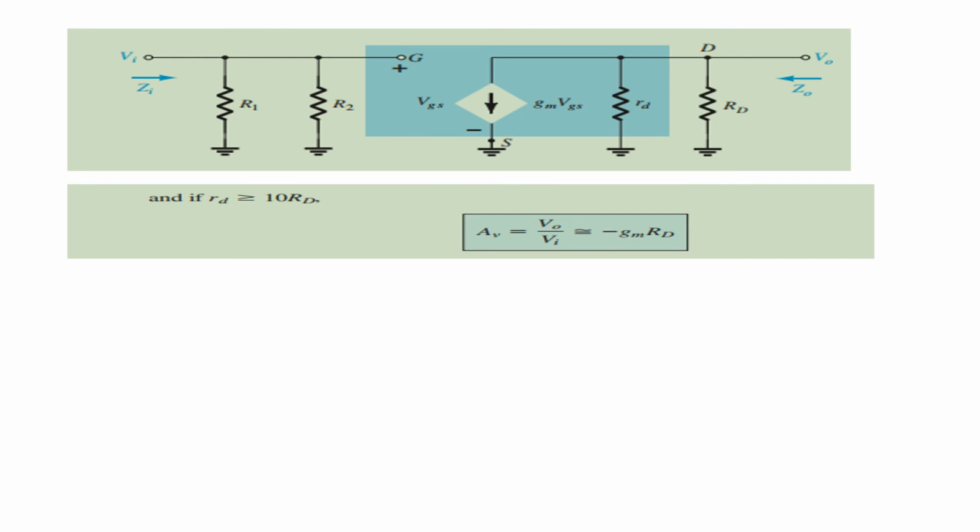Follow the step that the dynamic resistance is very high, which is almost 10 times Rd. So your voltage gain will be minus gm Rd. So what are all the things for this voltage divider bias circuit you have done? Input impedance is a parallel combination of R1 and R2. Zo is almost equal to the drain resistance. Since your dynamic resistance is 10 times your Rd, voltage gain Av is minus gm Rd.